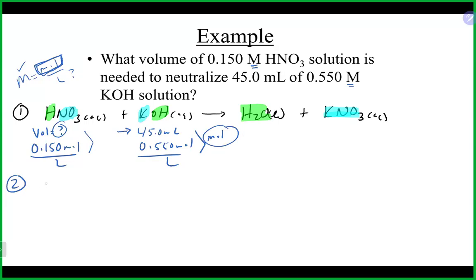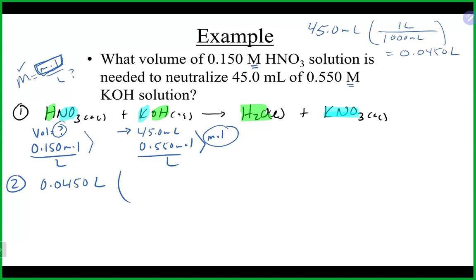So we've got to divide that by 1,000, and that will give us 0.045 liters. So again, as we talked about, molarity and volume: volume needs to be in liters. So again, 1,000 milliliters is a liter, 0.045 liters. Again, using my molarity as a conversion factor, 0.55 moles per liter of KOH.